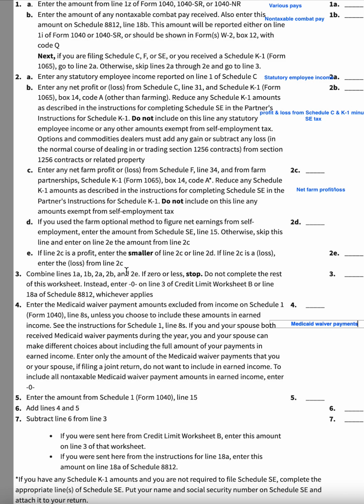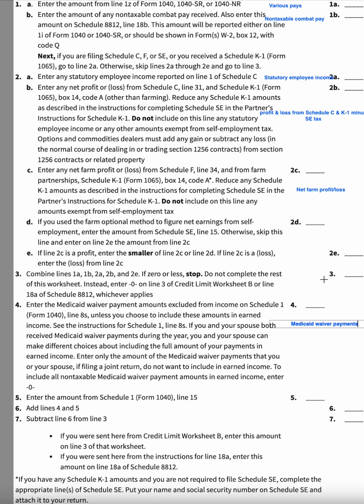If that's not applicable, then go to line 5, where you'll enter the amount from Schedule 1, line 15. Finally, in line 6, you'll add lines 4 and 5. In line 7, you'll subtract line 6 from the line 3 number above. If you came from the credit limit worksheet, you'll enter this amount on line 3. If you came from line 18A of Schedule 8812, you'll enter that in line 18A of the schedule, and then you'll proceed accordingly. If you came from credit limit worksheet B, then you can go on to complete credit limit worksheet B, after which you'll need to complete credit limit worksheet A before you can go through Schedule 8812.